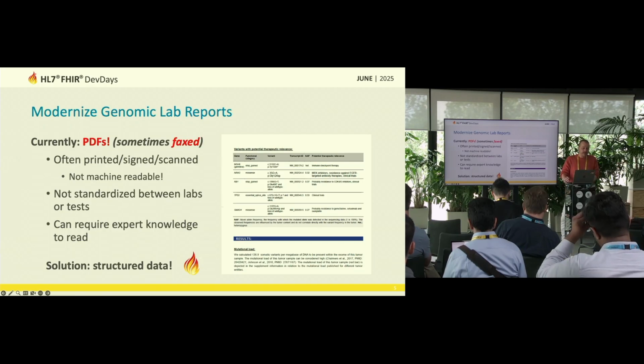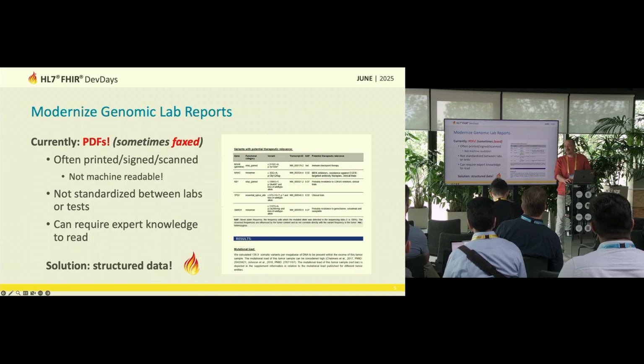All these PDFs are not standardized between labs. So if a tumor board has a new lab, the structure differs from the other lab most of the time. And this requires expert knowledge to read. I'm not saying doing genomics on FHIR doesn't require expert knowledge anymore. That would be a lie. But you can introduce some tooling which will help to manage all of this information and to do the right lookups.